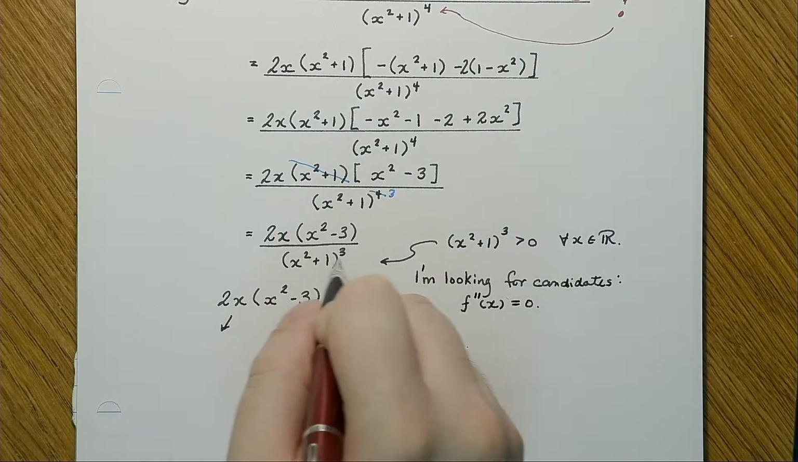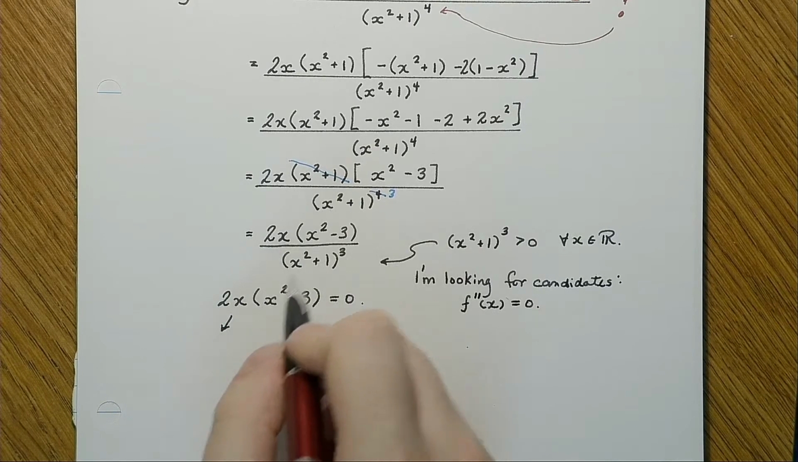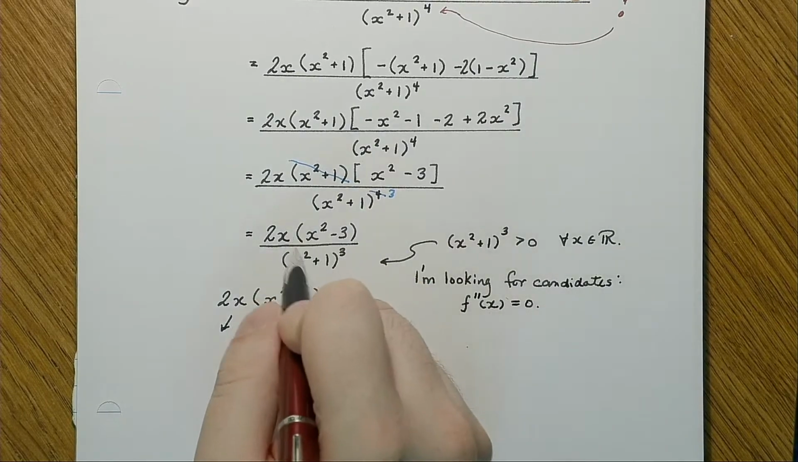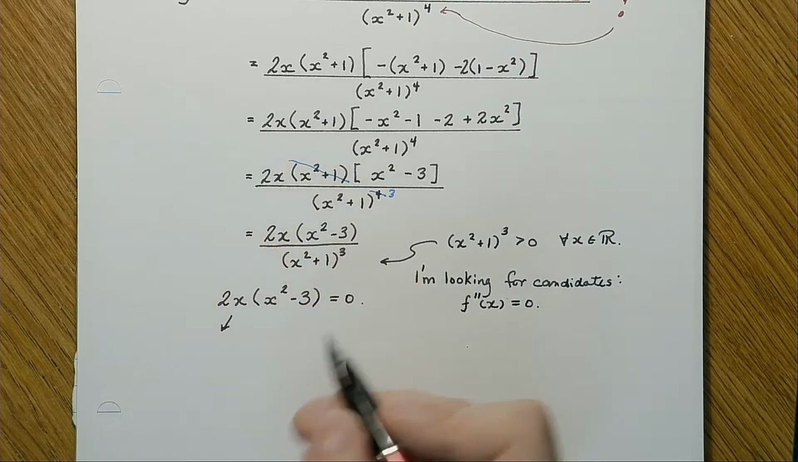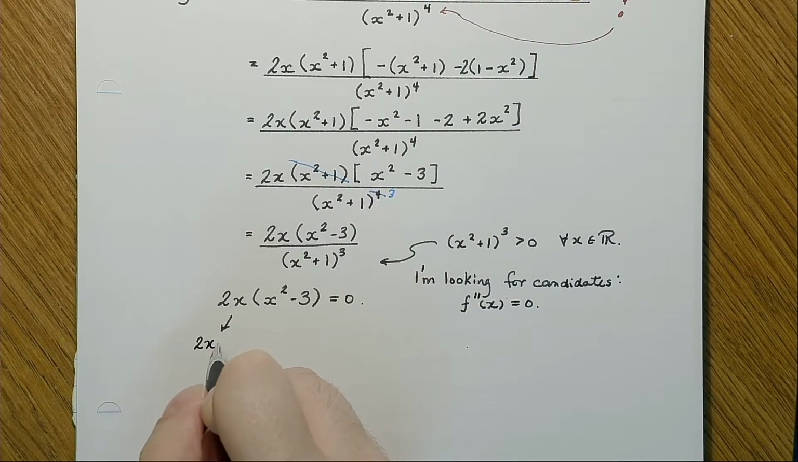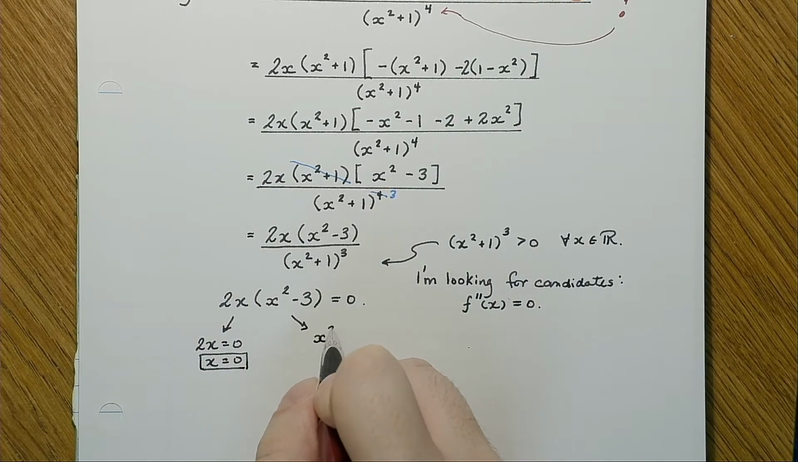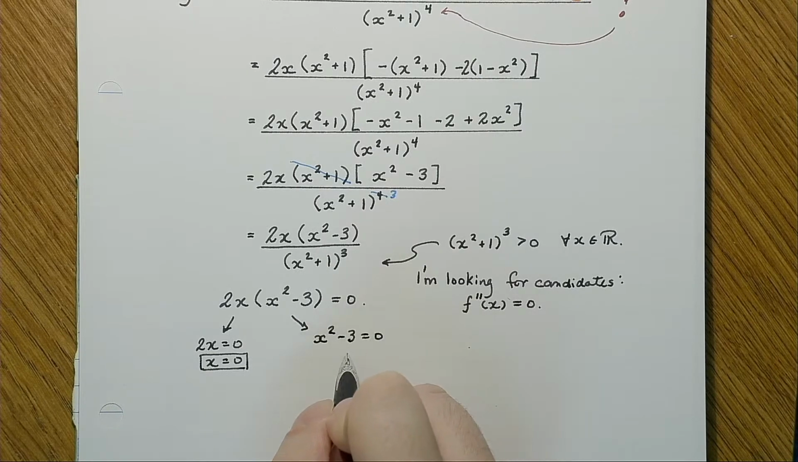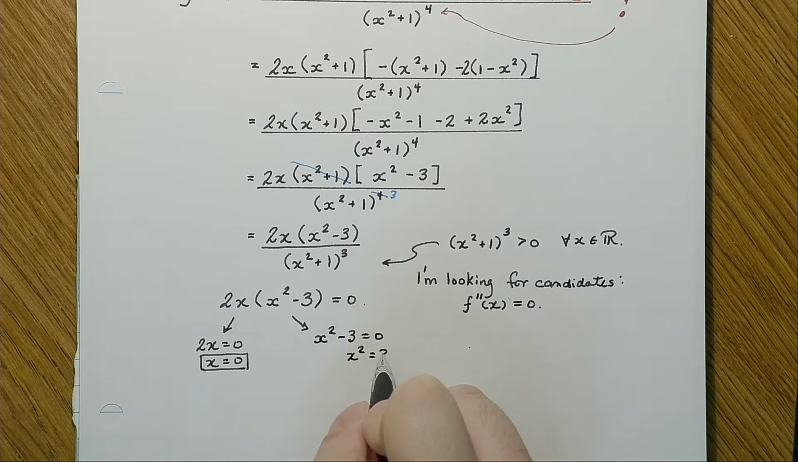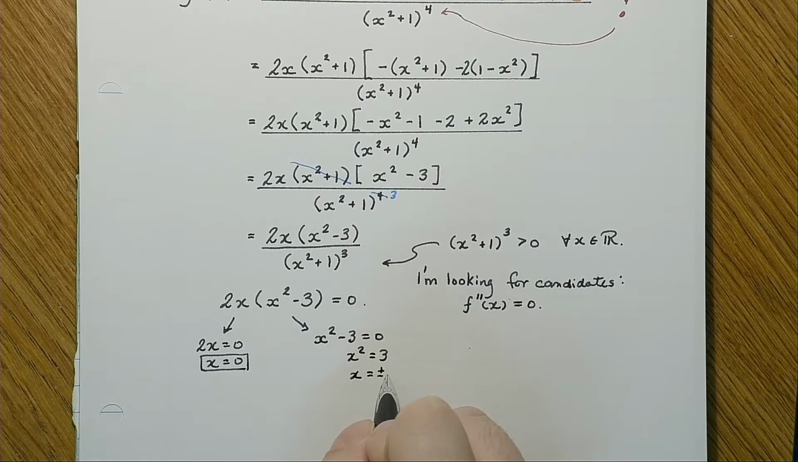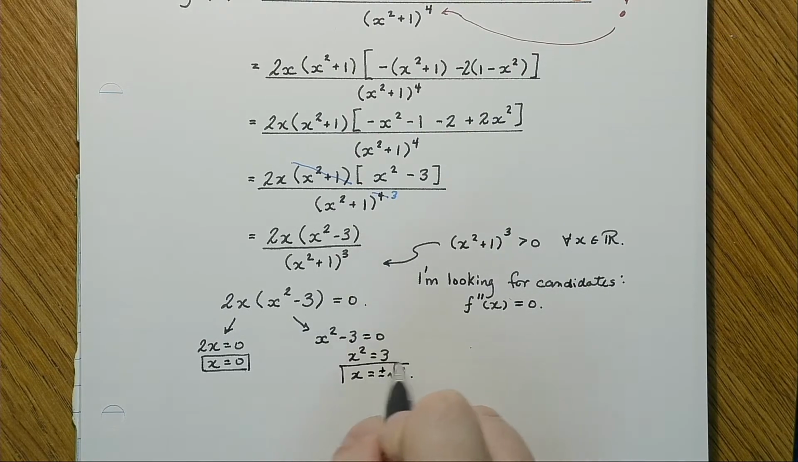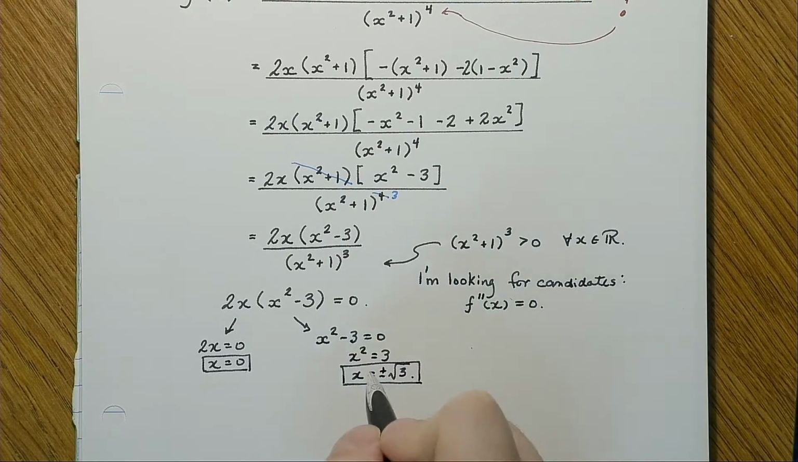And so again, this is always going to be positive, and so the only way that I can make that derivative equal to 0 is if the numerator goes to 0. So I have 2x equal to 0, which means that x equals 0. So that's one potential candidate. And over here, I have x squared minus 3 equals 0, which means that x squared equals 3, or x equals plus or minus the square root of 3. So I have 3 candidates now: plus or minus square root of 3, and x equals 0.